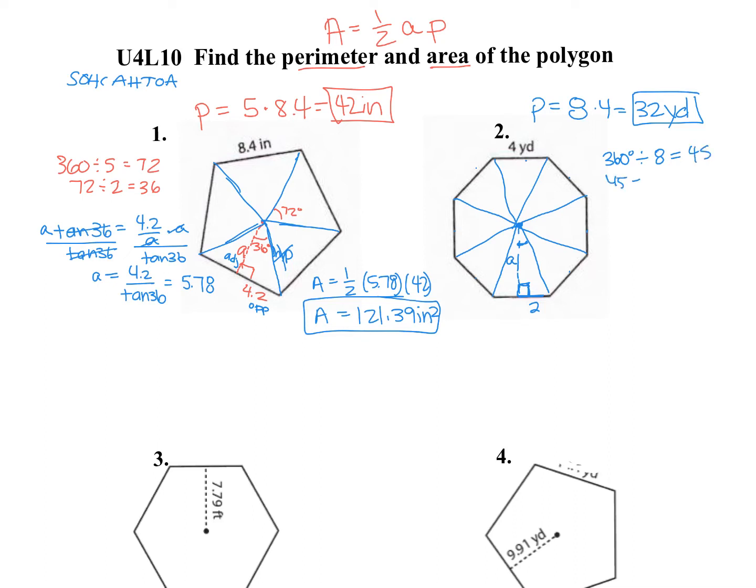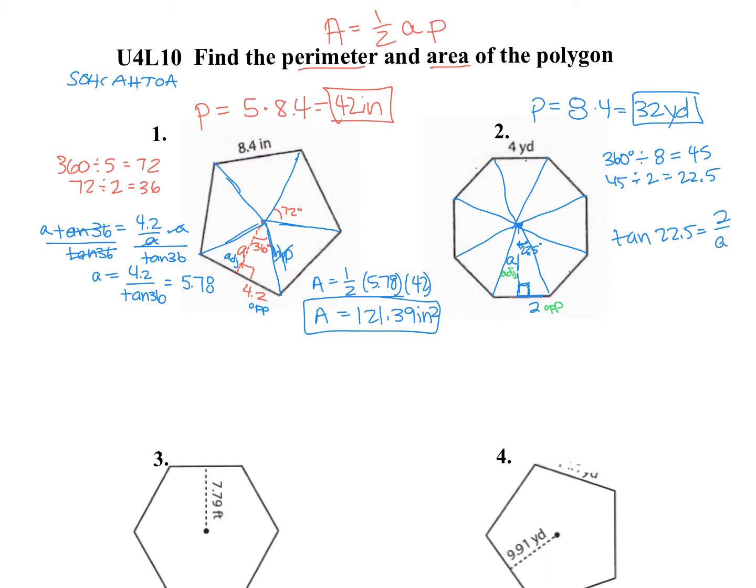And 45 divided by 2 gives me 22.5. So this angle right here is 22.5 degrees. And let me grab a different color. In my right triangle, the 2 is my opposite side. The apothem is my adjacent side. So it looks like I'm going to be writing a tangent equation. Tangent of my 22.5 equals my opposite over my adjacent, which is my apothem.